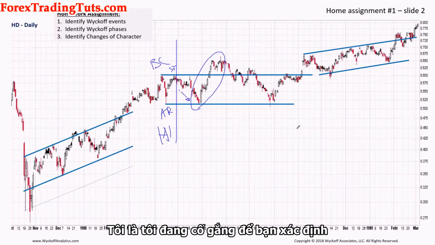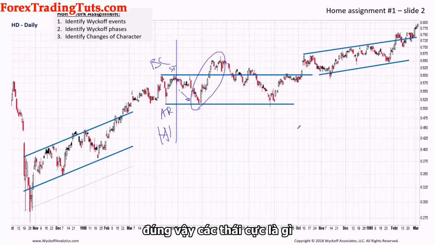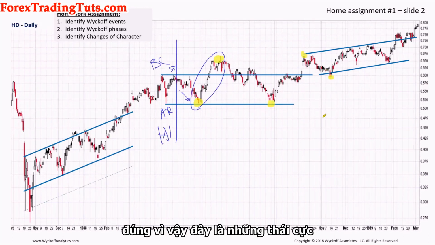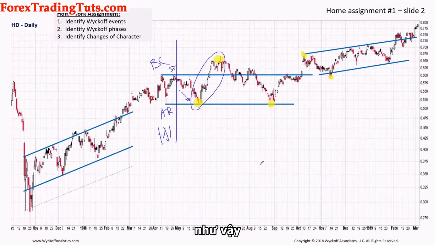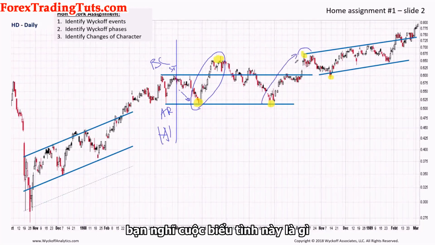Obviously, I'm trying for you to identify either extreme behavior or just extremes, right? So what are the extremes? The signs of support, of strength. The extremes are going to be all this, right? So these are the extremes. Like for instance, this extreme right here, this rally off the low. What do you think this rally is?